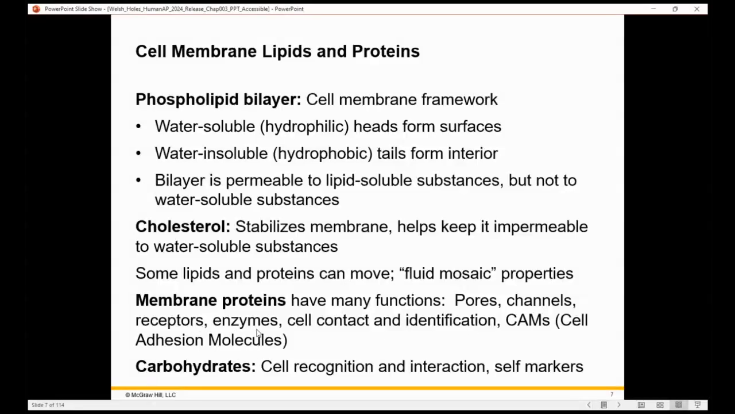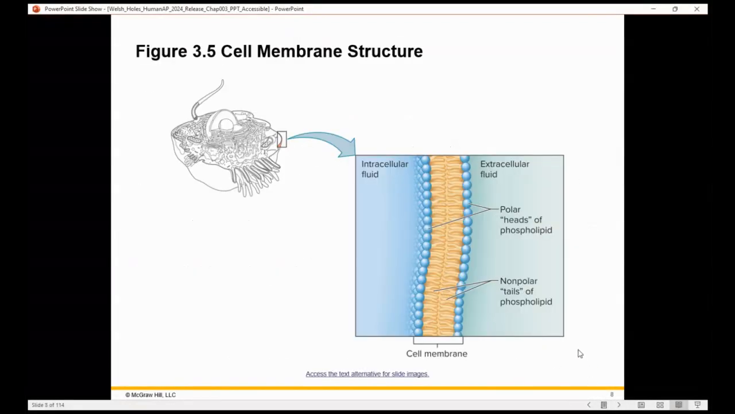Receptors, enzymes, cell contact and identification, and cell adhesion molecules. Now, we said there's some carbohydrates in there too, just a few, and they're for cell recognition and interaction. They're self-markers. So here's the lipid bilayer we're talking about. You have those polar heads of the phospholipid, and you have the nonpolar tails.